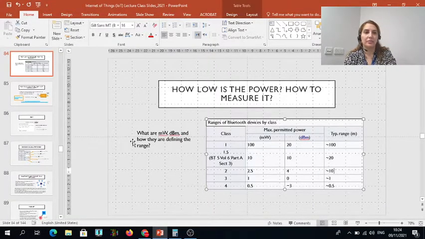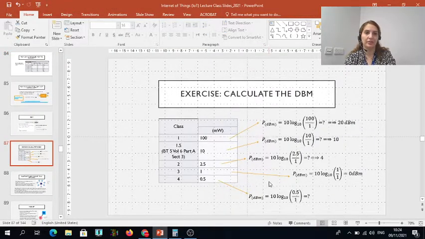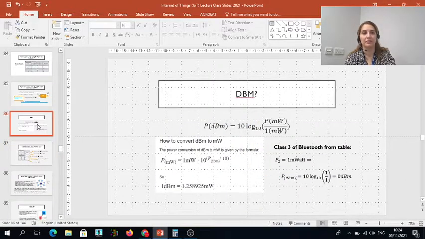Now, let's go and look at the next one. The next one is 1 milliwatt. So the logarithm of 1 would be 0, and multiplying by 10 will give me 0 dBm. I did this in the previous slide.